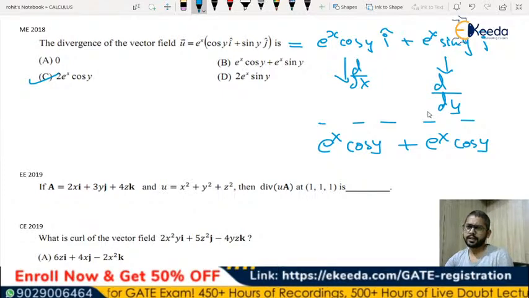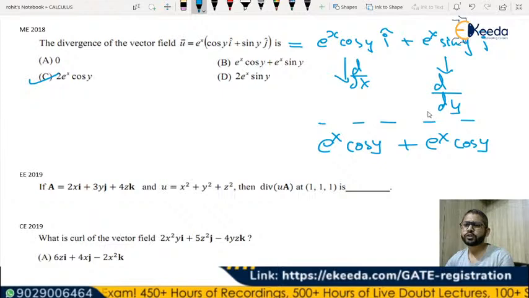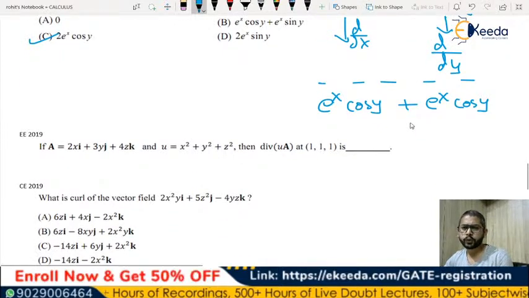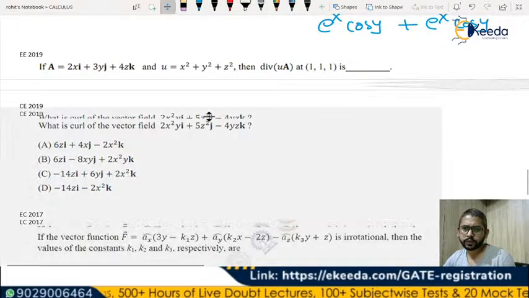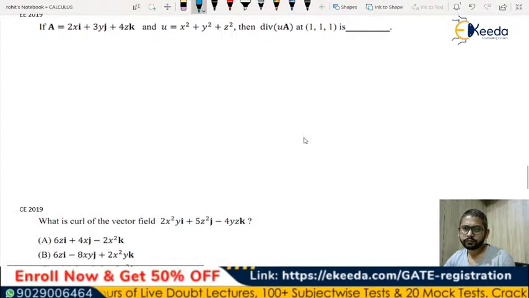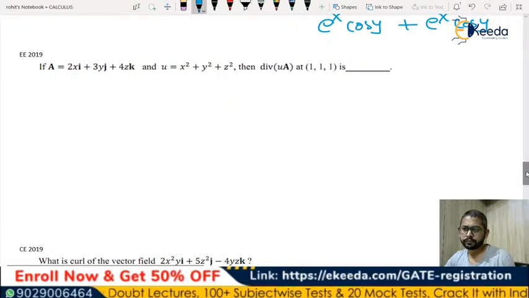Done. I mean, it is very simple. So I was not going to solve it, but I did it. It was for you. The next one is a good question. Let's just see this one. This one is good.